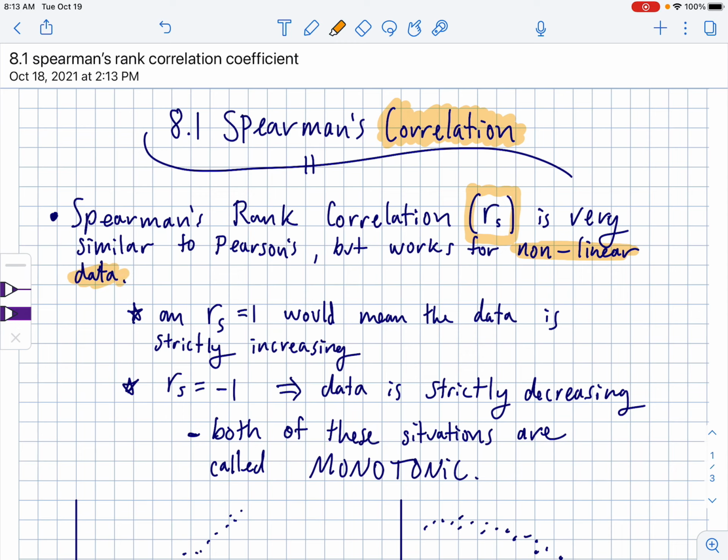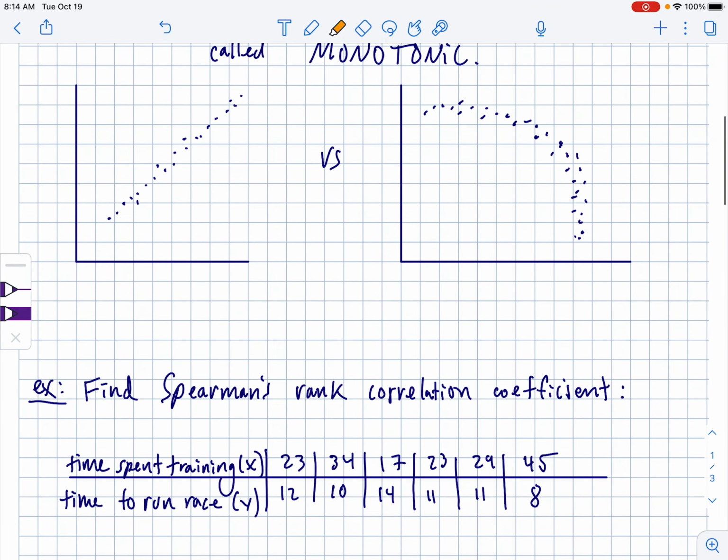The main difference is that Spearman's is very appropriate when your data is non-linear, when it looks like there's some sort of strong correlation that's not a straight line. It still works the same way: it can be all the way to +1 and all the way to -1 and anywhere in between. A perfect Spearman's of +1 would mean that the data is strictly increasing, so it always moves up as you move to the right. A -1 value would mean that it is strictly decreasing, so it always decreases as you move to the right. Those situations are called monotonic data, when it's constantly increasing or constantly decreasing.